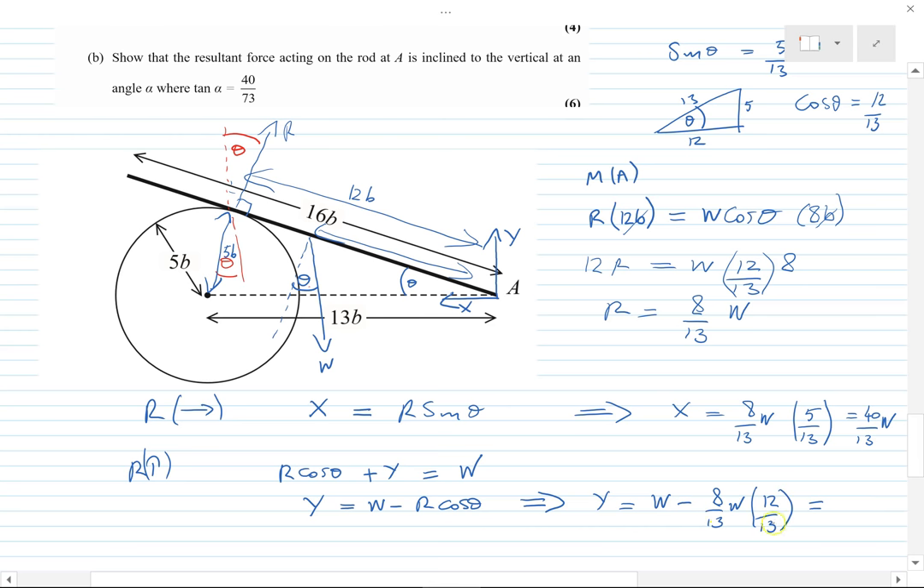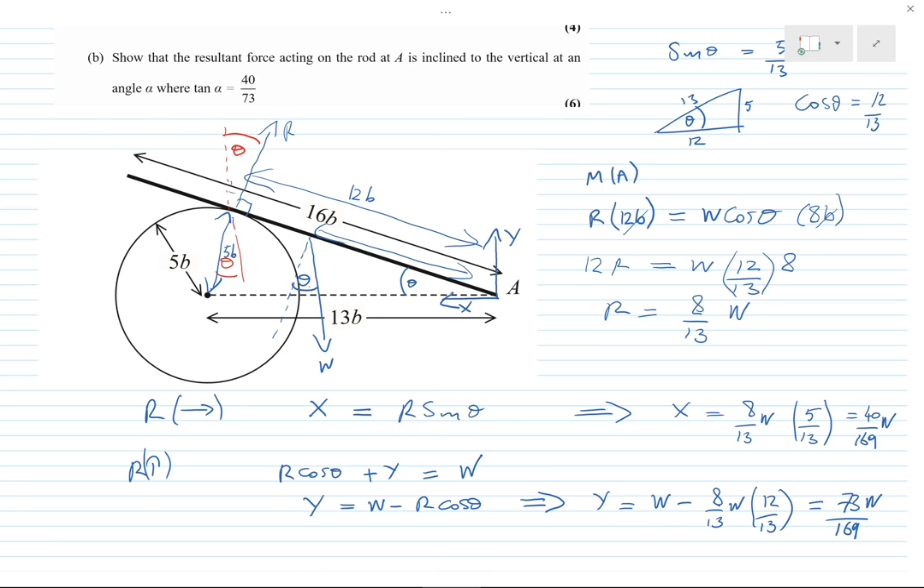Now that comes to 8 times 12, which is equal to 96, and 13 times 13 is 169, so this should be 169 on top here, of course. You saw that, so that's 169 W. So 13 times 13 is equal to 169, so that's 169 minus 96, which is equal to 73 W over 169. Okay, so 73 W over 169.